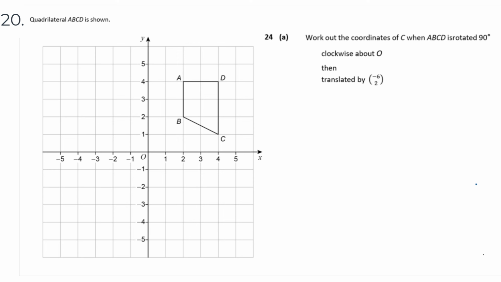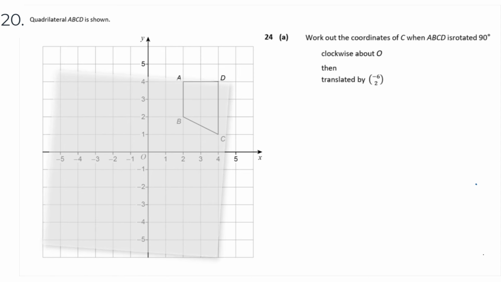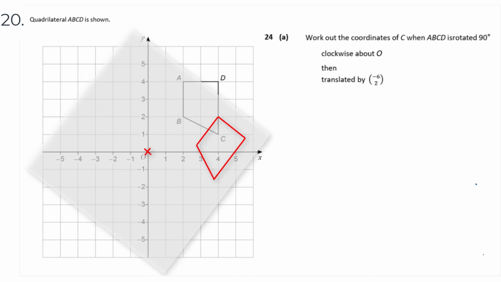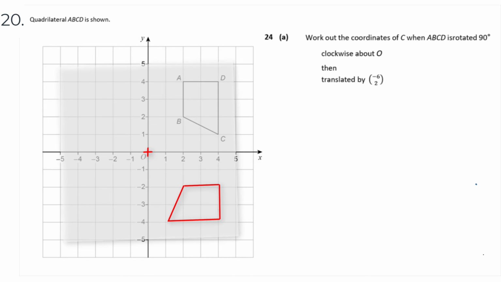Work out the coordinates of C when ABCD is rotated 90 degrees clockwise about O, then translated by minus 6, 2. Okay. If you're not so good with rotation, it's probably best to do this with tracing paper. Just lay your tracing paper over the shape, trace your shape out, and then hold down your pen at the origin and turn it 90 degrees clockwise. Sometimes it helps to do a little cross in the center so you can keep track of how far you're meant to turn. If you do that, you should find that B ends up here.